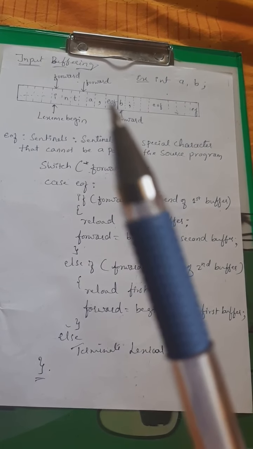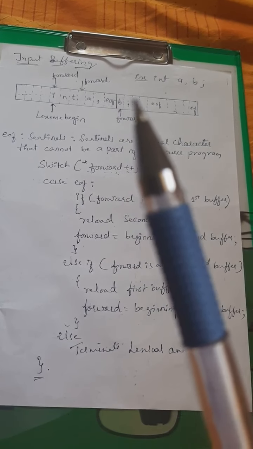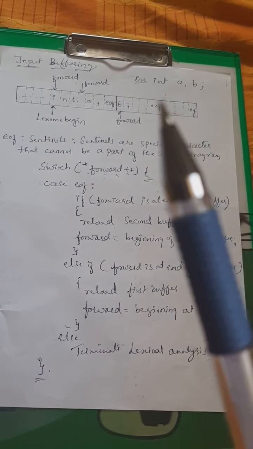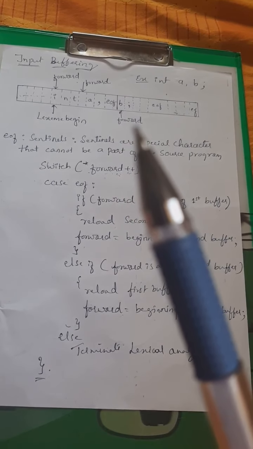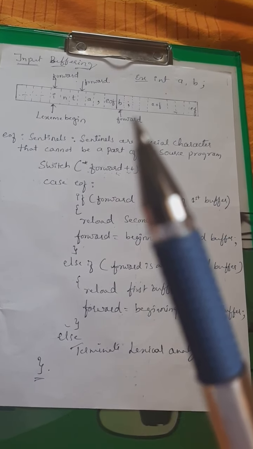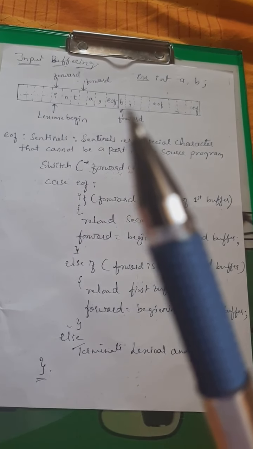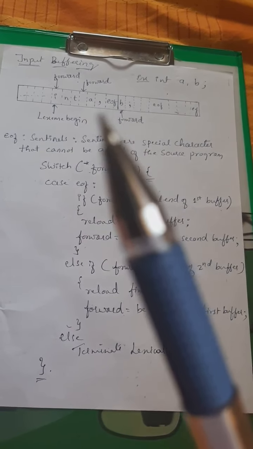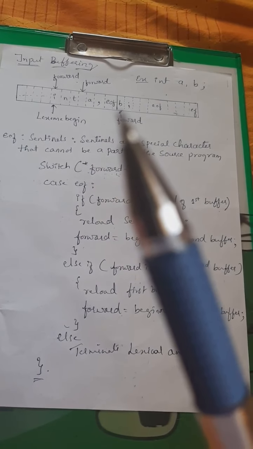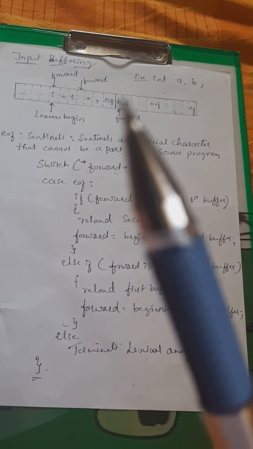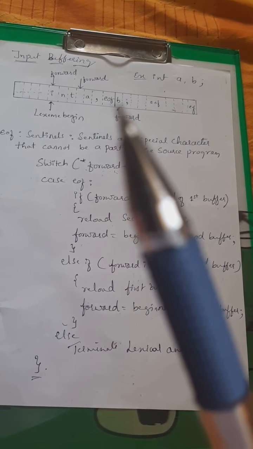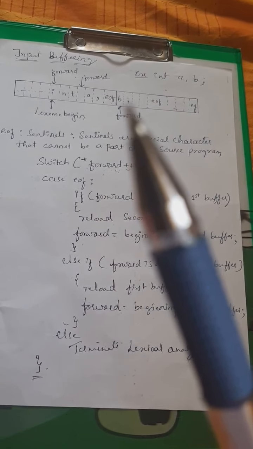Once the forward pointer reaches the end of the buffer, the second buffer is loaded and the forward pointer is assigned to the beginning of the second buffer. So like this, 5 lexemes are created by the lexical analyzer. Among the 5, 3 match the pattern written for the identifier and 2 match the pattern written for the separator.